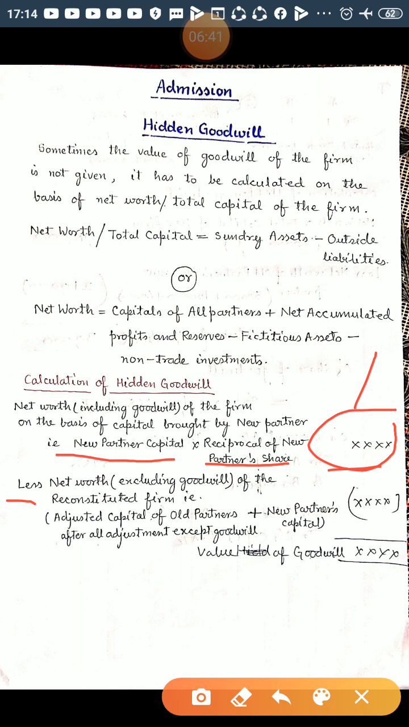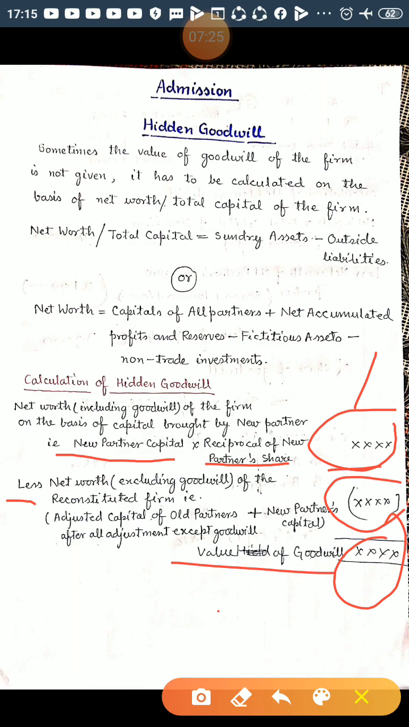When I say adjusted capital of the old partners, it means the old partners' capital got adjusted with the reserves and surplus, with the revaluation of assets and liabilities, with the specific reserves, except goodwill, because the value of goodwill is not given, we are going to calculate it. So the adjusted capital of the old partners, after all adjustments except the goodwill adjustment, plus the new partner's capital, will be deducted. If you get a positive amount, then this is the value of goodwill.